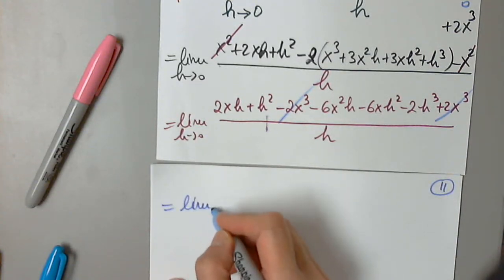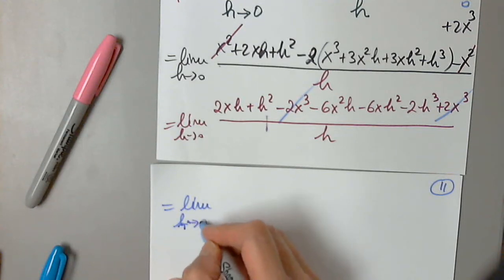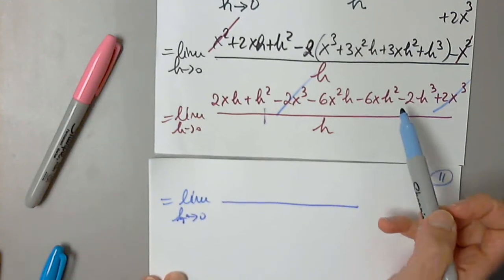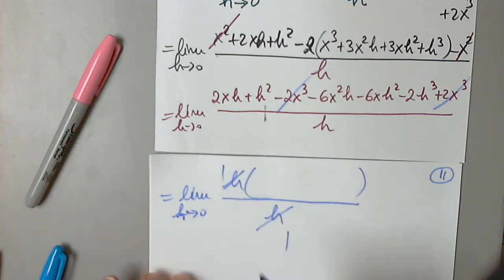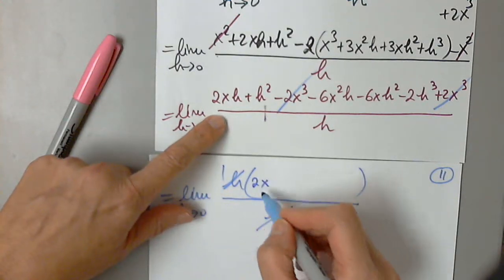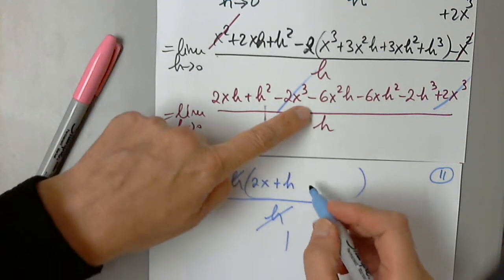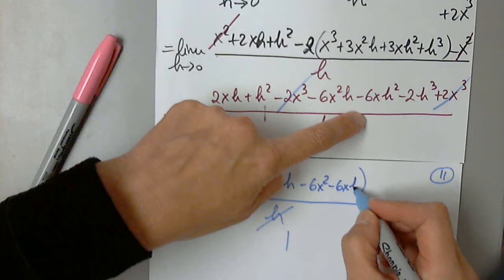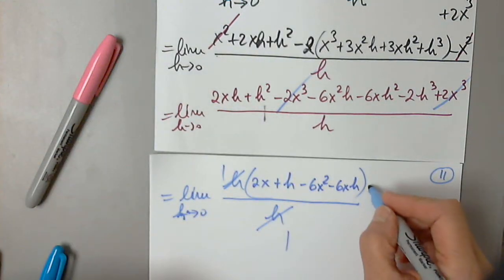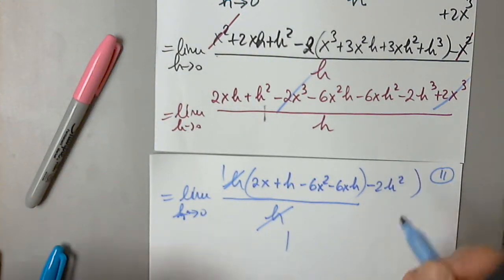So limit as h approaches 0. All terms have h in common. That eventually will eliminate the denominator. So what do we have? A 2x plus a positive h, and minus 6x squared, and minus 6xh. Of course, I ran out of room. Minus 2h squared. Is anyone surprised? No.